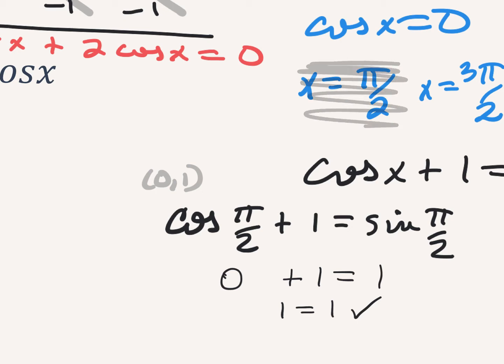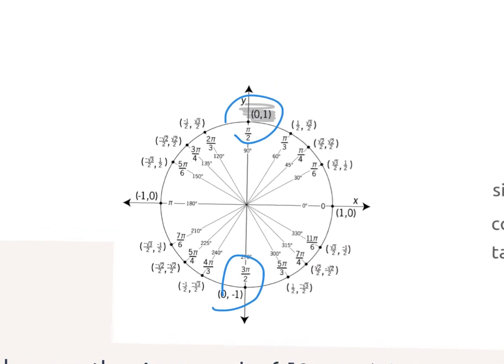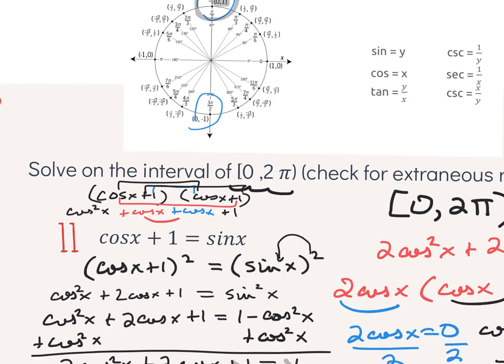I'm confused on what you did there. Okay, so the value of cosine of pi over 2, remember cosine equals the x of the ordered pair. So the ordered pair for pi over 2 is this ordered pair 0, 1. The cosine is the x, the sine is the y. Oh, and then you just filled it in. Yes. All right, so let's keep going.